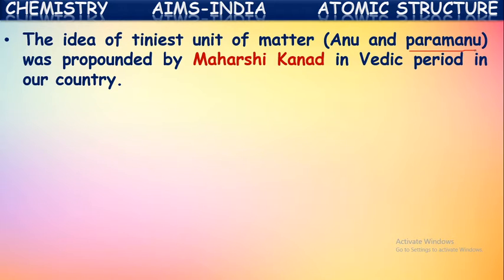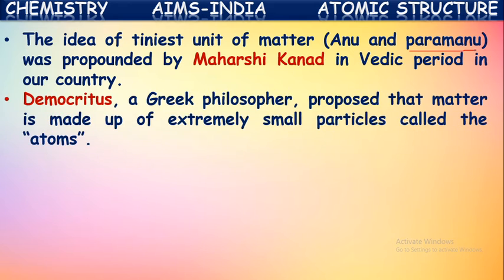So from this also, in the Vedic time itself, in our country, they have given the concept of atom by the philosopher Maharshi Kanad. He told that every matter is made up of molecules, and these molecules are composed of still smaller particles called atoms. Okay, the same was given later by Democritus around 400 BC. A Greek philosopher, Democritus, proposed that matter is made up of extremely small particles called atoms. The word atom means indivisible. So the tiniest particles of every matter which are indivisible are called atoms. This term atom was proposed by Democritus.